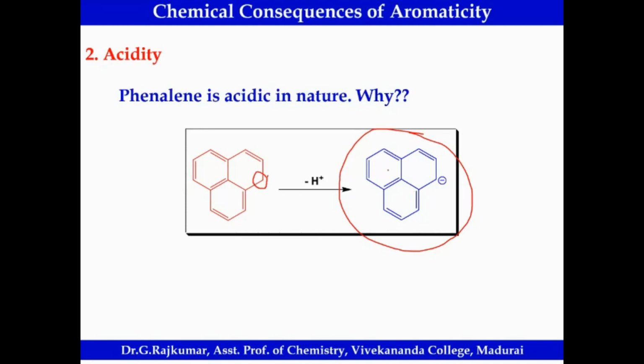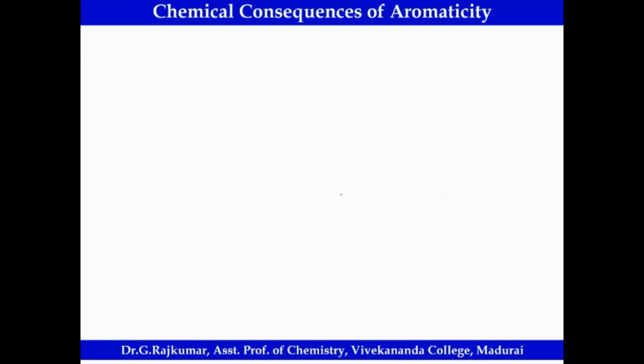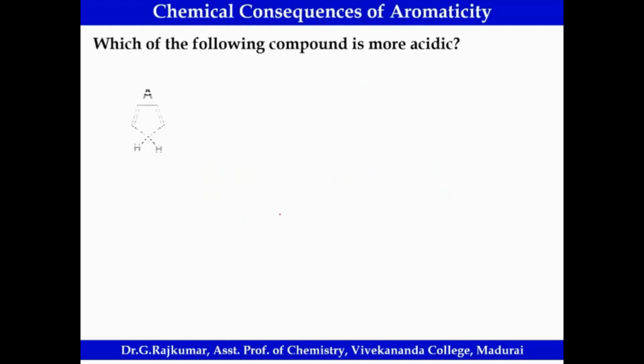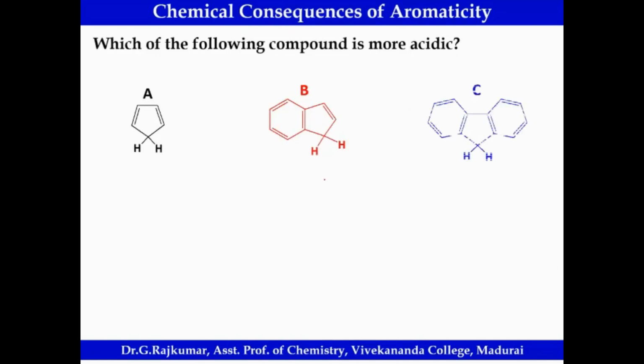Cyclic, planarity is there. Okay, complete conjugation is also possible. And this compound is non-aromatic. Here it is sp3 hybridized carbon. That's why phenylene is more acidic. Look at this. Which of the following compounds is more acidic? I have given 3 compounds.